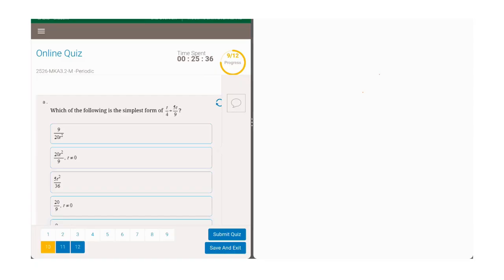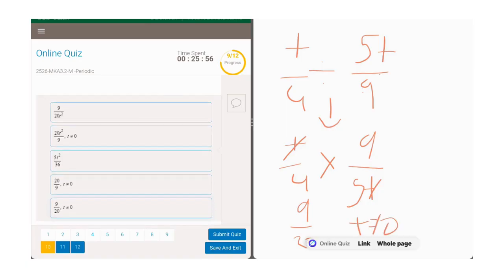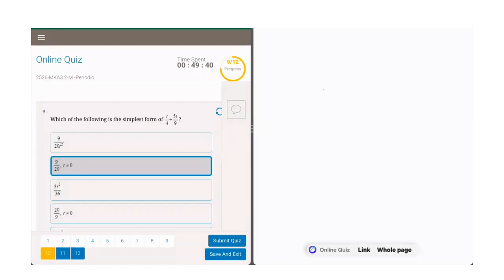For this question, we have t over 4 divided by 5t over 9. T over 4, change this into multiplication, 9 over 5t, cancel out t, so we're going to be left with 9 over 20, where t is not equal to 0. So this is the correct answer.